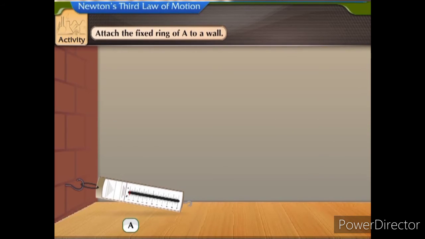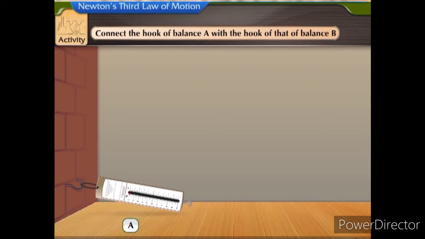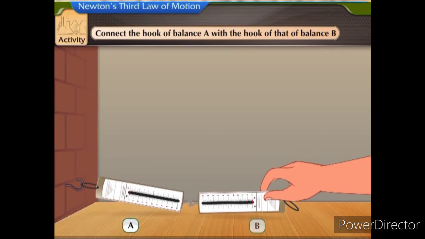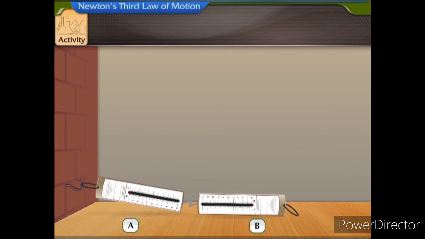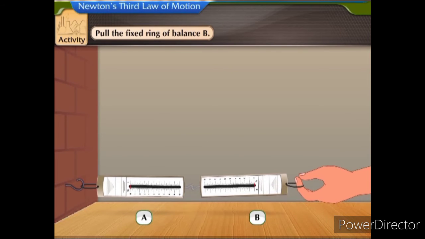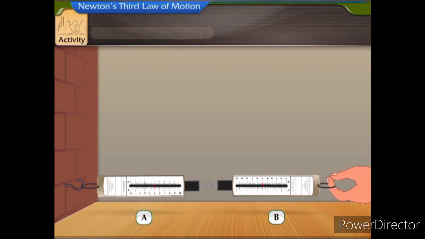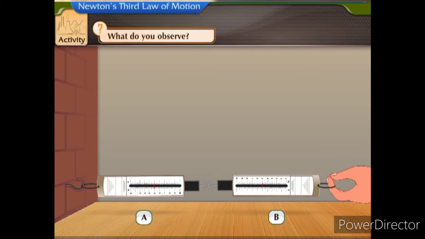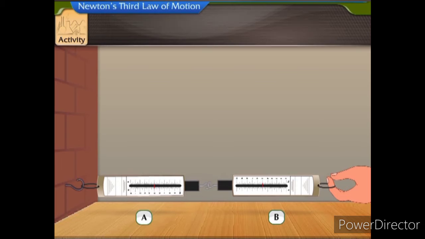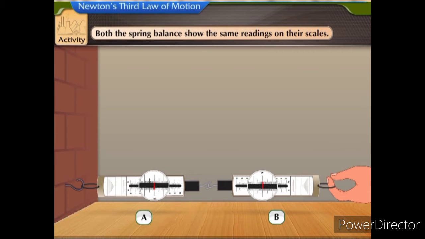Attach the fixed ring of A to a wall. Connect the hook of balance A with the hook of that of balance B. Now, pull the fixed ring of balance B. What do you observe? Well, you observe that both the spring balances show the same readings on their scales.